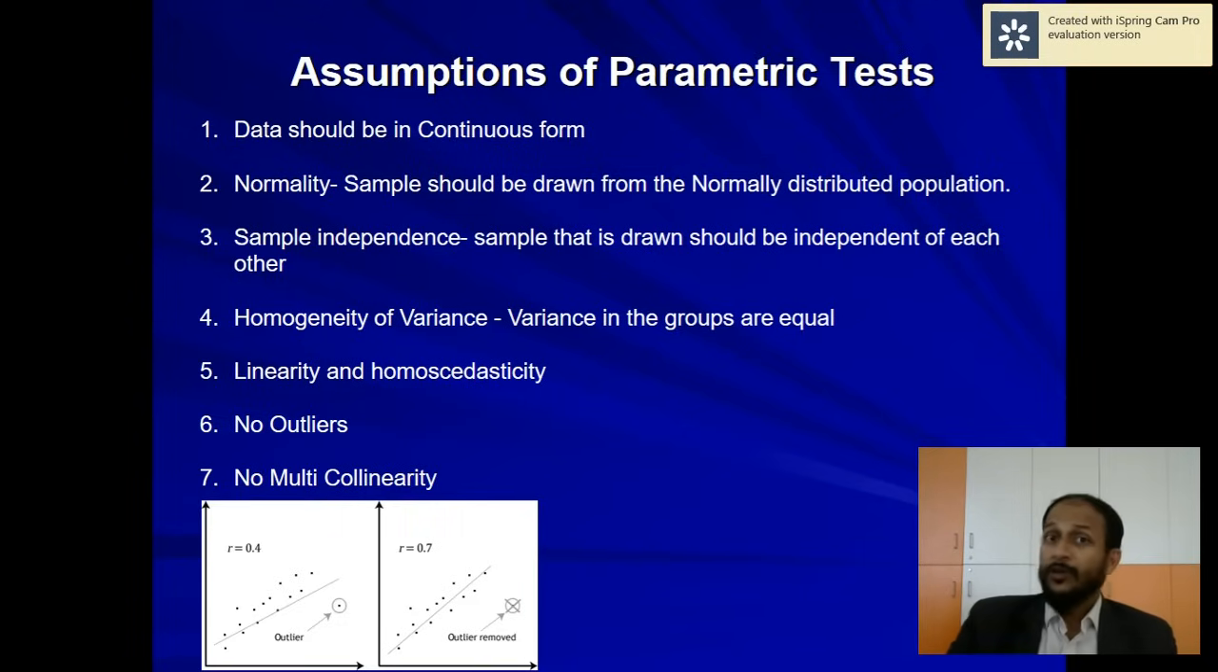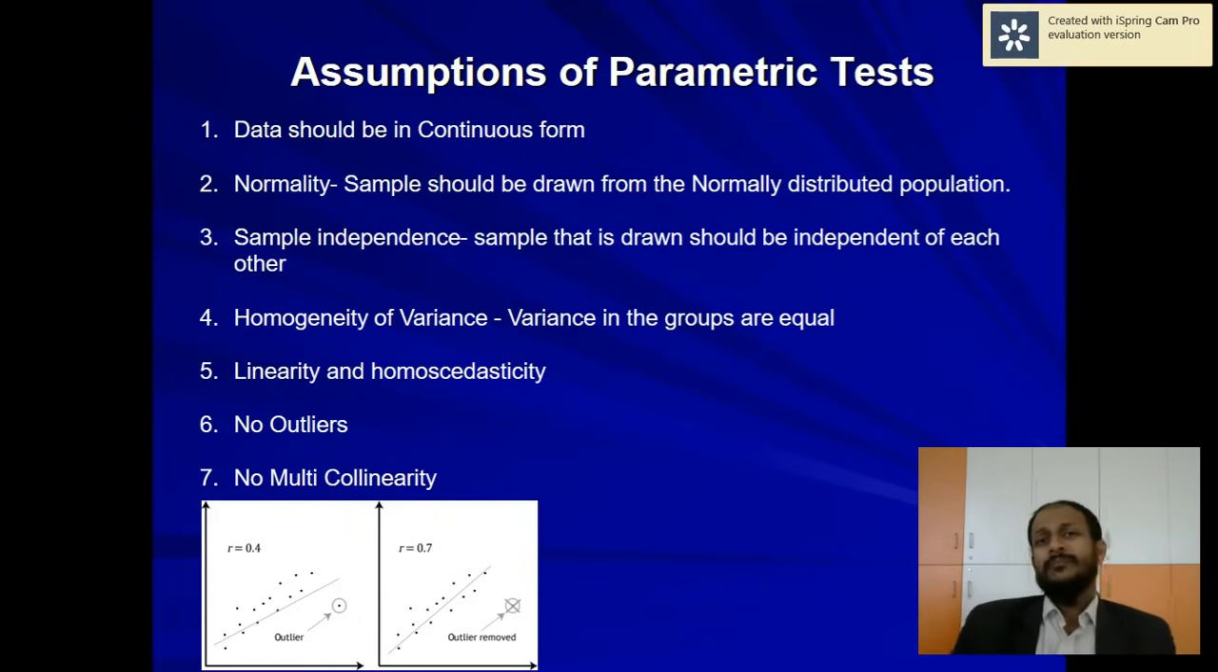Now, how do I check the normality of the data? For that, we have several tests. We have the Shapiro-Wilk test, and we have the KS test. We also have other tests like skewness and kurtosis. All these tests we can use, and we can find out whether the data that they have collected is normal or not. But the best test that we can always recommend is the Shapiro-Wilk test.